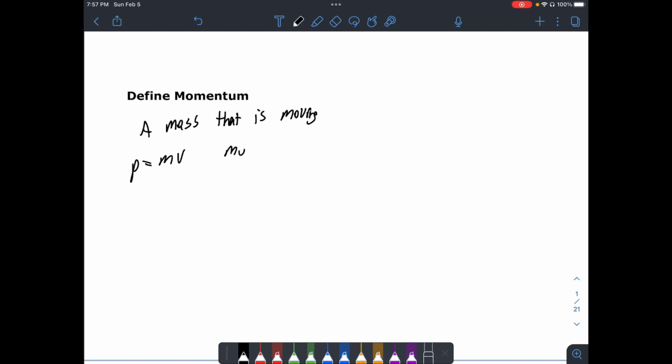So to write this in words, we can say that momentum of an object is equal to its mass times its velocity. All right. And when we're talking about equations, there's three things we want to do. We want to write it using our variables like so.